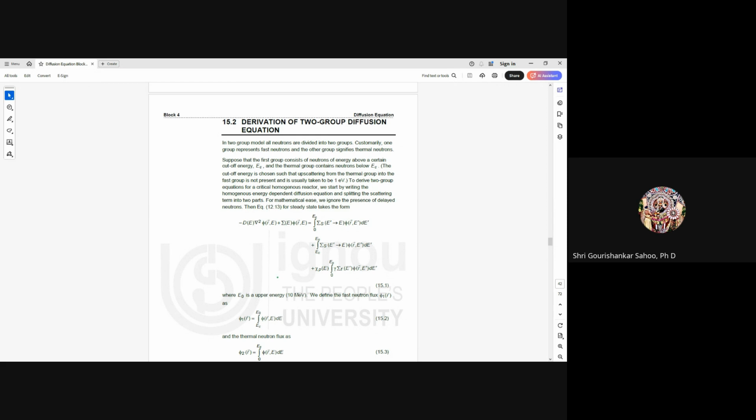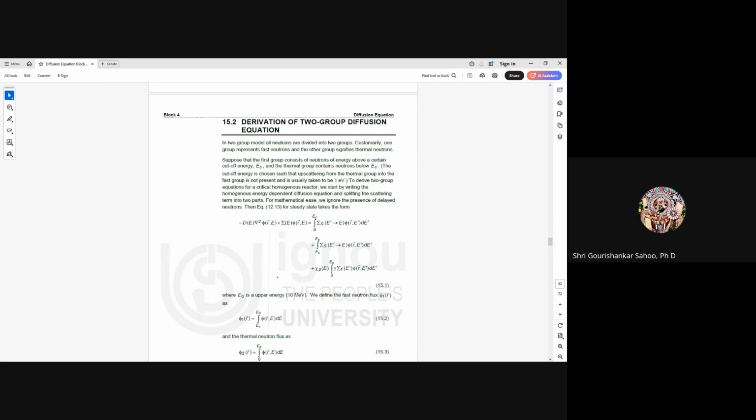0 to EC sigma subscript s E dash to E phi dE dash plus integration EC to E0 sigma s E dash to E phi dE dash plus chi p integration 0 to E0 gamma sigma f phi dE dash, where E0 is the upper energy, that is 10 mega electron volt.